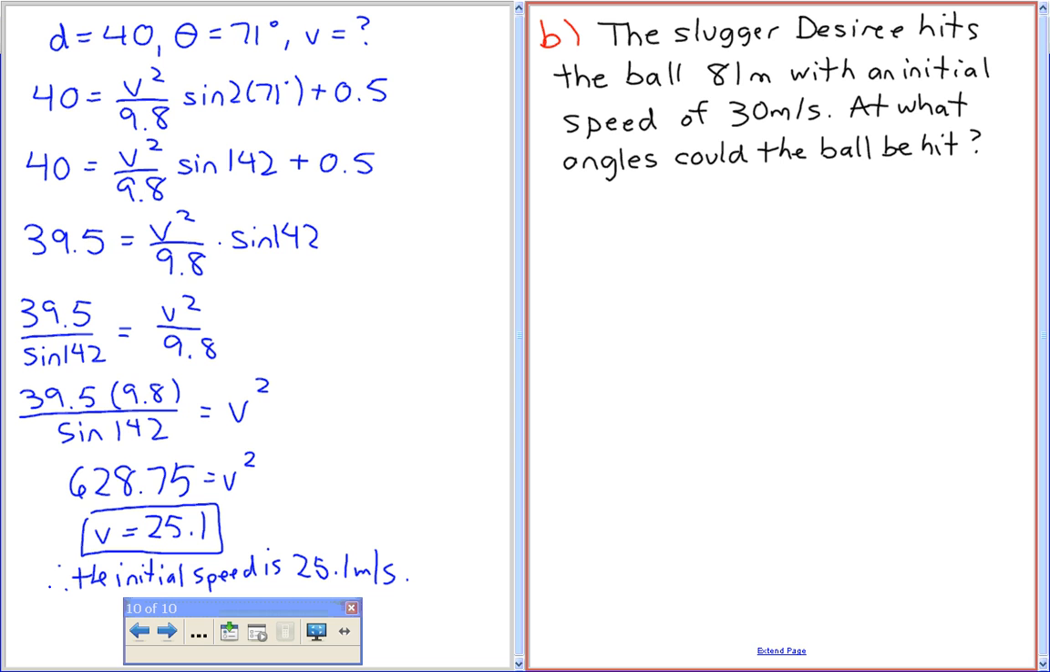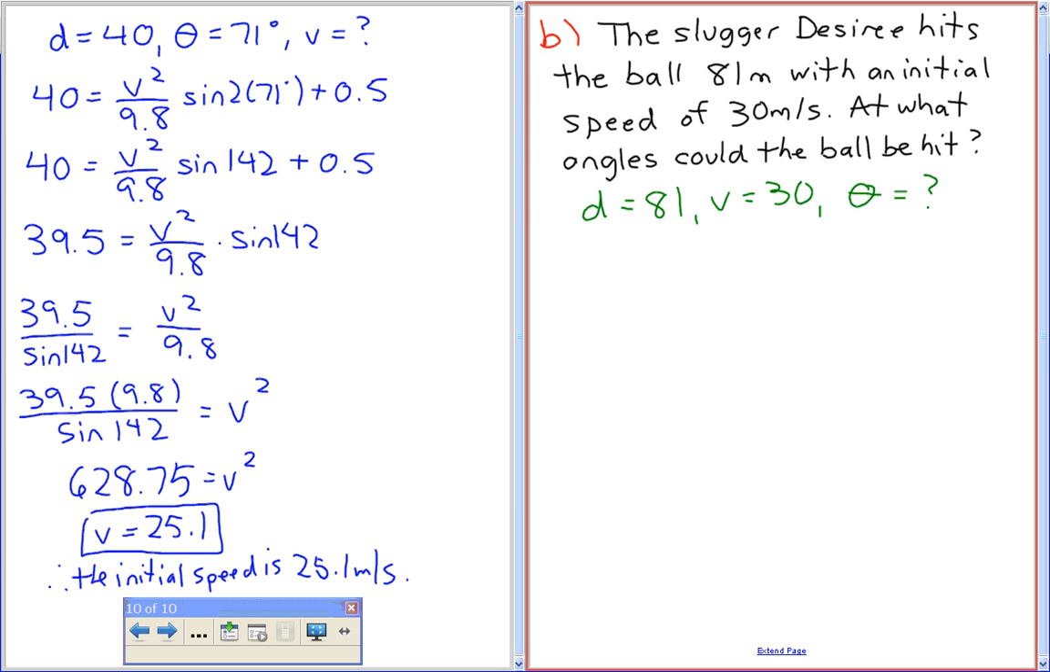Taylor, what is the given information for this question? Okay, guys, one sec. Taylor, what's the given information for this question? d equals 81 meters, v equals 30 meters per second, and theta is unknown. Now, again, I can't stress how important it is to write out your givens, okay, before you begin. Once you write out your givens, these questions aren't bad. If you just try and put information in, there's no problems.